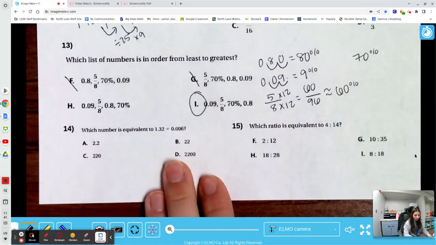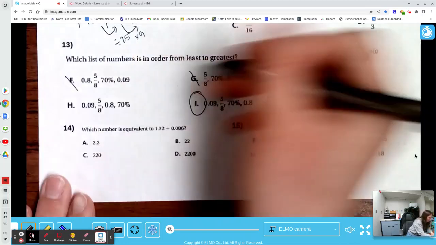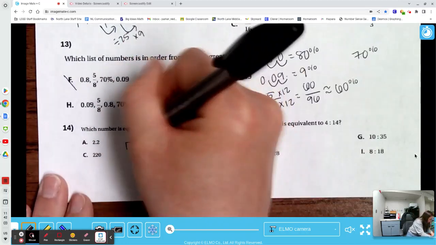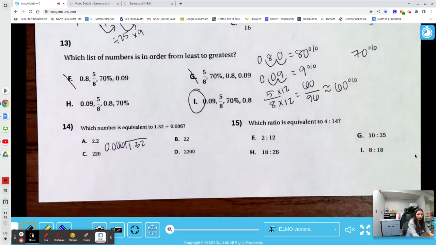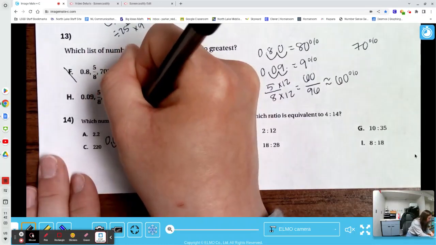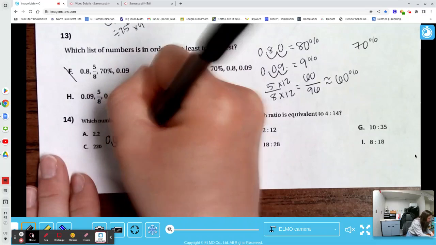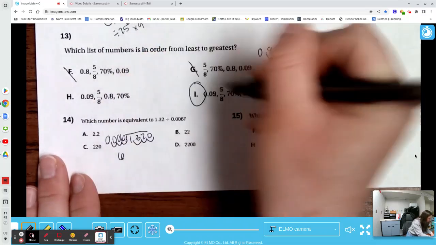Number 14, which number is equivalent to 1.32 divided by 0.006? I read that 6 as a 0 for a second. So I'm going to set up my long division problem. The first number goes in the house. The second number goes outside the house. Whenever our divisor is a decimal, we want to slide that decimal to the right and make it into a whole number. So I'm going to have to move it 3 times, which means I need to move the decimal in the dividend 3 times as well. So it's going to have to get a 0 at the end of it.